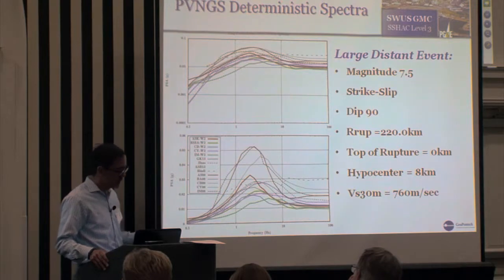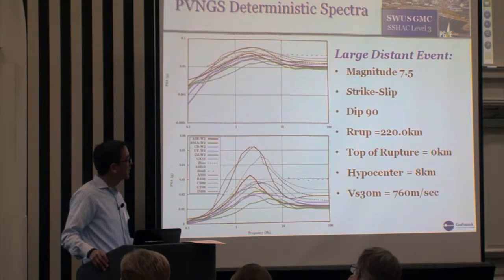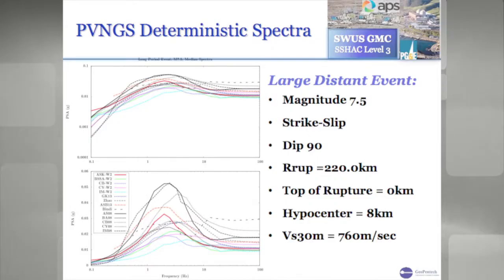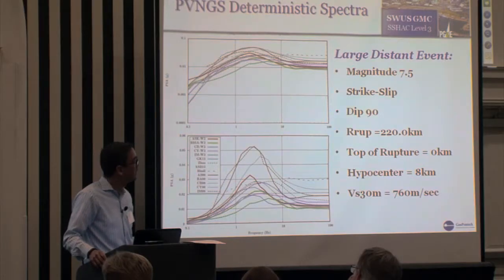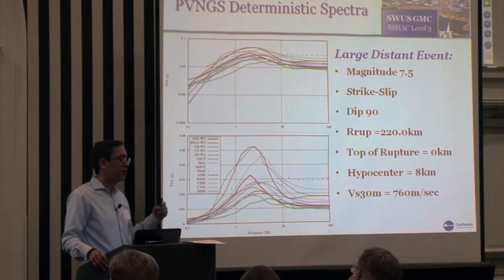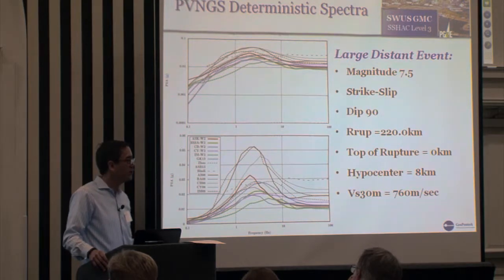And then this is very similar to some of the plots we had shown yesterday and it's been discussed. This is for the larger magnitude strike slip event at 220 kilometers. So this is a 7.5. You get a very similar plot if you were to bump this up to a magnitude 8, like Norman just mentioned. And it's very similar to the plot I showed yesterday, which was a magnitude 8 at 200 kilometers.